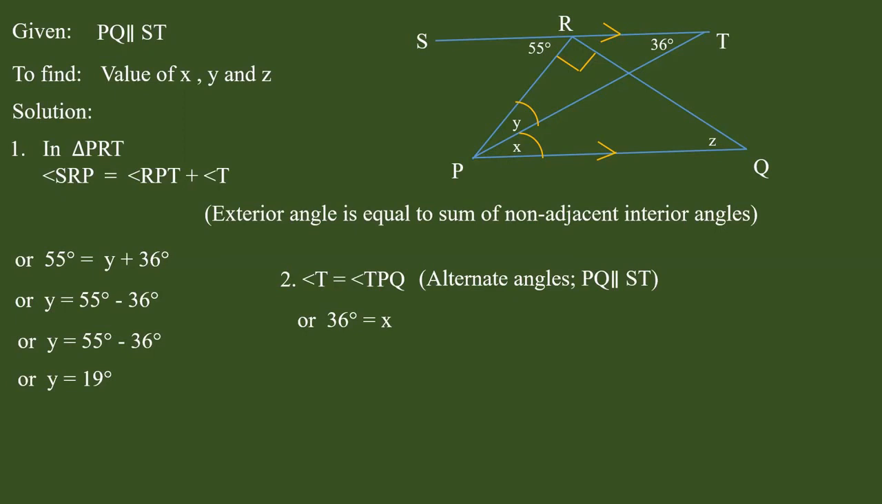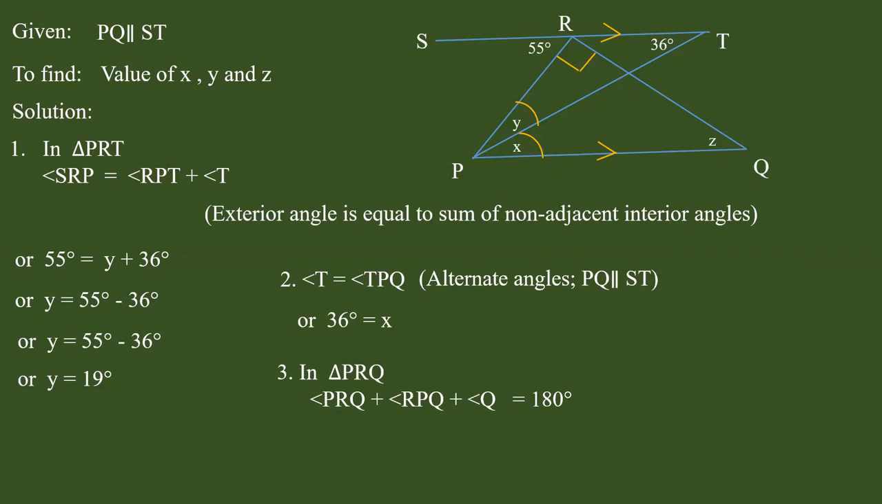That is 36 degrees. Now, let's think of the value of Z. How can we find that? If you see, we can use here the sum of angles in a triangle. Clearly it is seen, right? So in the triangle PQR, we can use the sum of angles in a triangle. So let's use it. In triangle PRQ, we can use PRQ plus RPQ plus angle Q equals 180 degrees, sum of angles in a triangle.